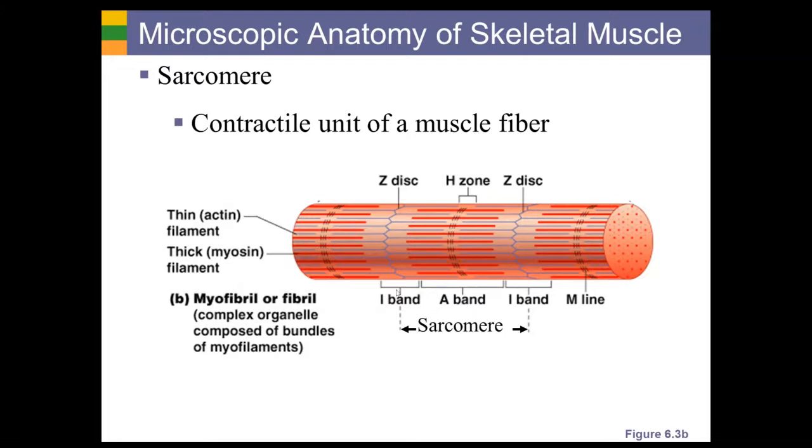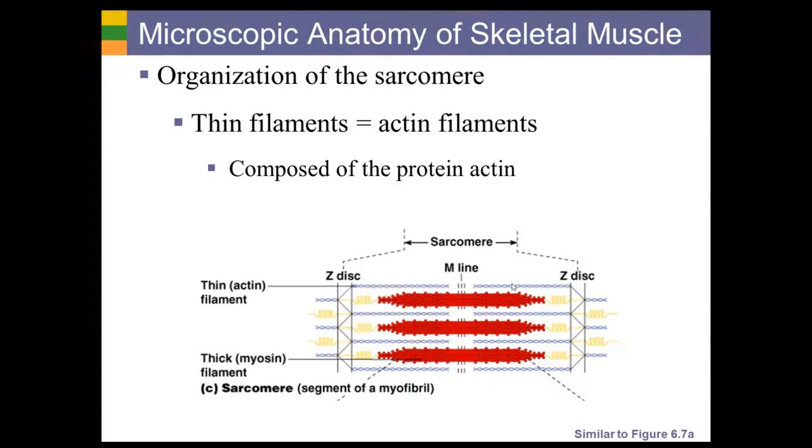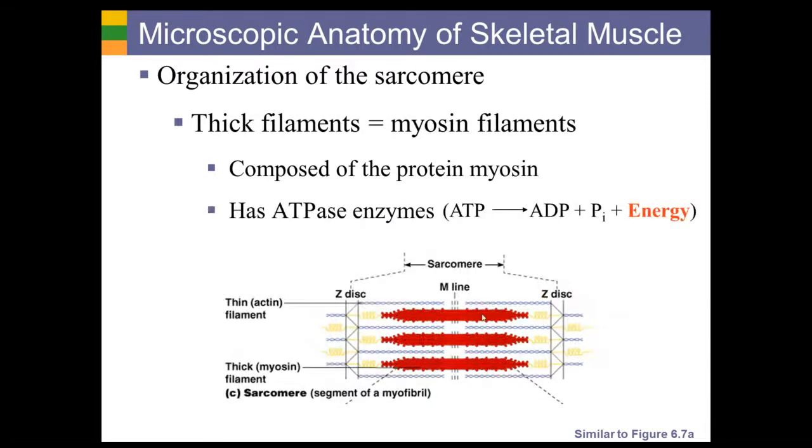Okay? A sarcomere runs from Z disc to Z disc. This figure comes from your book. Now we're magnifying the sarcomere, right? So here are your myosin filaments in red. Here are your actin filaments in blue. Actin filaments are composed of the protein actin, as I mentioned. Myosin filaments are composed of the protein myosin. They also have enzymes which break down ATP to release energy, because as you know, muscle contraction requires energy.